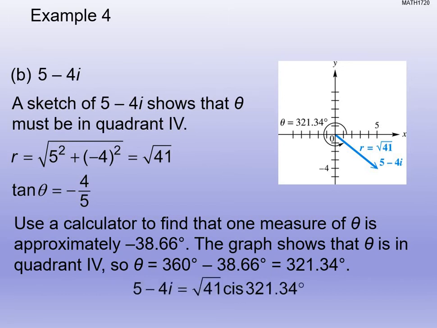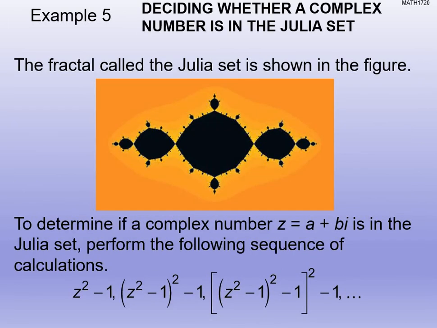Alright, so if we write it in CIS form, square root of 41 CIS 321.34. Alright, the last piece here we're just going to talk about a little bit is the fractal called the Julia set. What we really want to do is see if a complex number is in the Julia set.